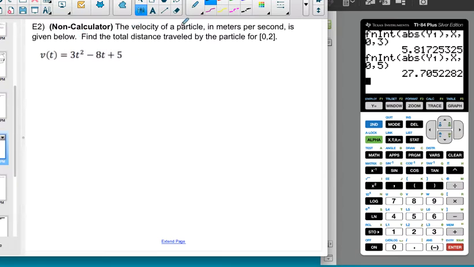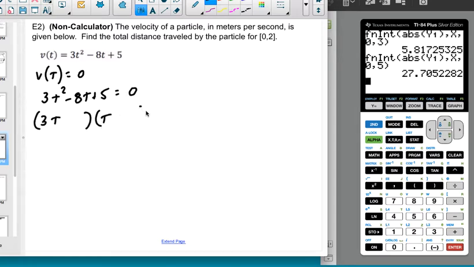So the velocity of a particle in meters per second is given below. Find the total distance. If it's non-calculator, the first thing I need to do is find when my particle is at rest. So I need to find when 3t squared minus 8t plus 5 equals 0. My guess is that this factors. Might not, but it probably does.